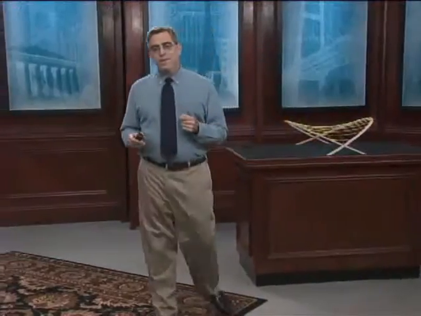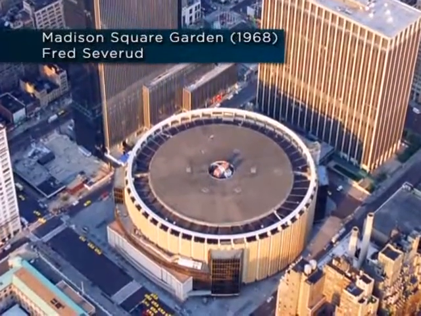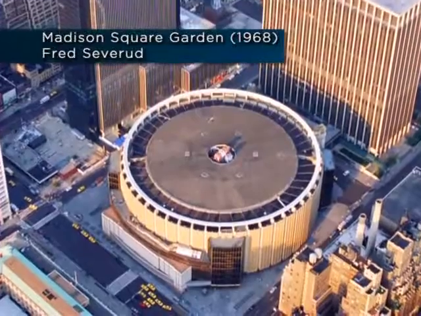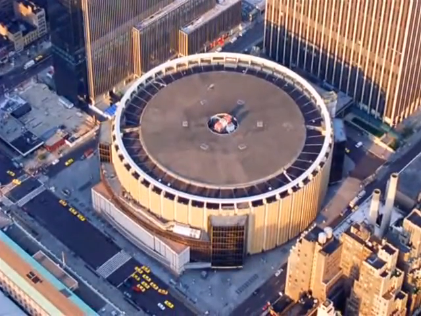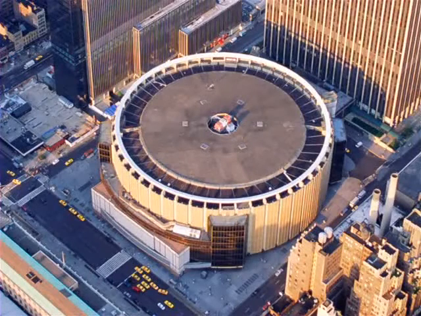Thank you. While we're on the subject of oddly named buildings, let's turn to Fred Severud's other great structural design, Madison Square Garden in New York City, constructed in 1968. Madison Square Garden is a major sporting arena, cylindrical in shape, and located on 7th Avenue between 31st and 33rd Streets in New York City. Which is to say, Madison Square Garden is not a garden, it's not square, and it's not located at Madison Square.